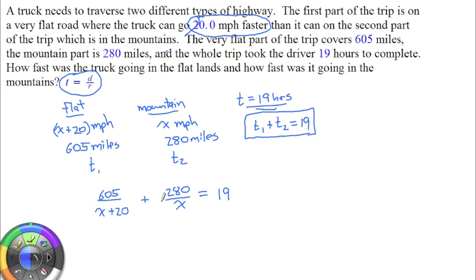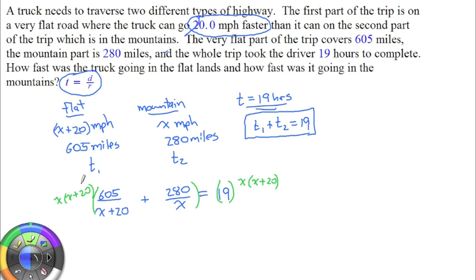Now we have an equation with fractions, so the first thing I'm going to do is multiply both sides by the common denominator. And in this case, the common denominator is going to be x and x plus 20. So x times x plus 20. And we'll distribute it on the left and just multiply it on the right. Not much we can do over there.